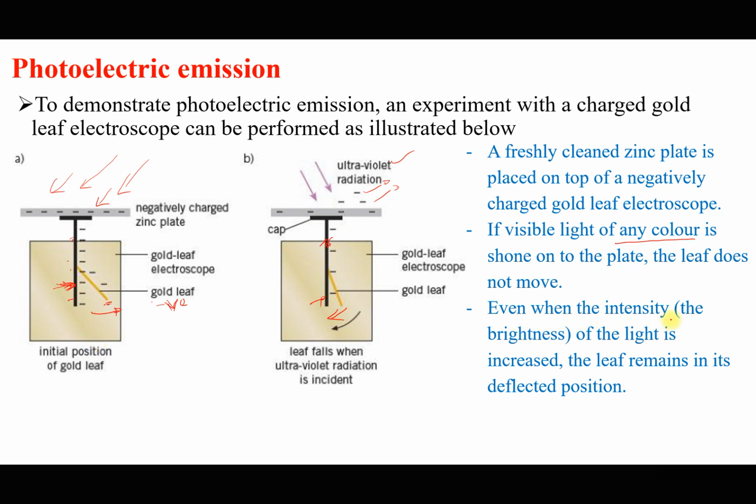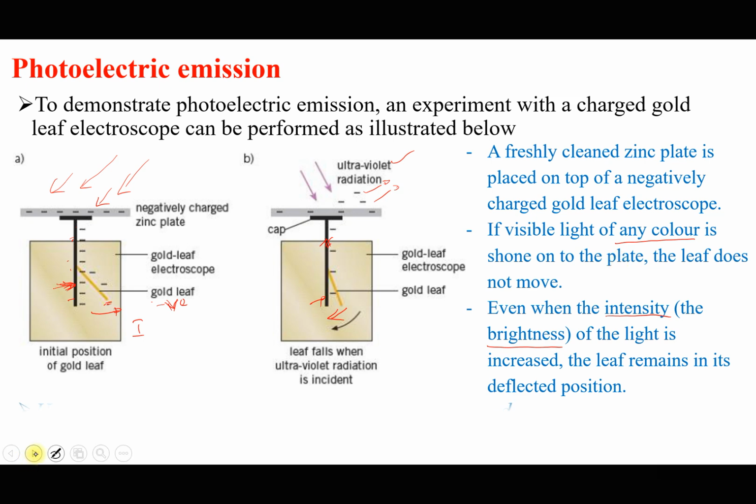When I talk about intensity of light, remember intensity refers to brightness. At this point, intensity is going to be referring to the number of photons. So even when the intensity, that is the brightness of the light, is increased, the gold leaf remains in its deflected position. Intensity does not cause the gold leaf to collapse if the light used does not have high enough energy. So intensity has no effect as long as the light shining on the metal surface does not have enough energy.